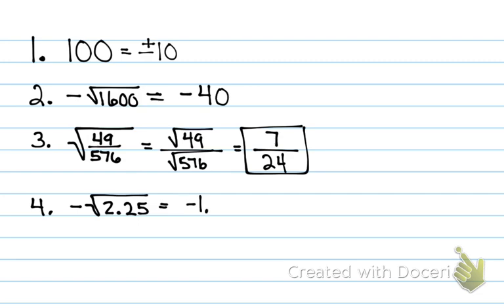Negative 1.5. All right, so on the next problem, these are the ones that you're going to need to show a little bit of work. So we have 28 minus the square root of 144 squared. So we're going to need a little bit of work here in showing what our answer is.